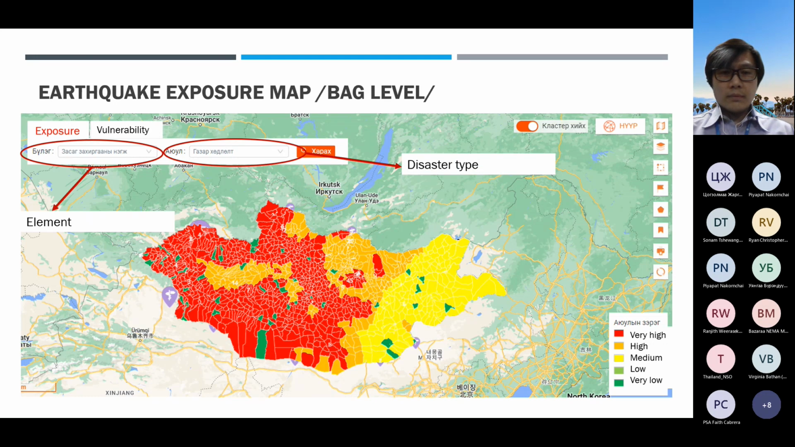Here we can see the earthquake exposure map by Bag level, which is the smallest unit of the Mongolian administrative level. This picture shows how the database looks. In the element section, we can select the types of elements you would like to see, and by selecting the disaster type, you can see the level of exposure on each level, which I mentioned before. The red color shows a very high exposure level, orange indicates high, yellow is medium, and green is low.